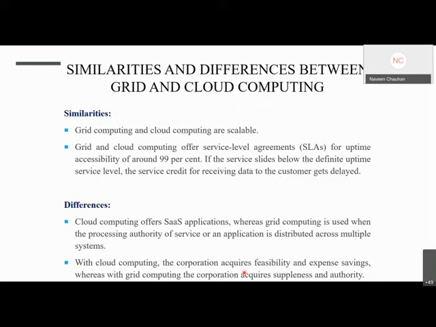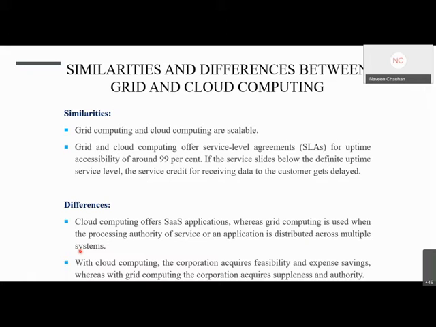Definitely there are some similarities and some differences between grid and cloud computing. As far as similarities are concerned, we are not very much concerned about the similarities of grid computing with cloud computing, but we'll be stressing the differences. What are the differences that cloud computing offers? Software as a service application, whereas grid computing is used when the processing of a service or an application is distributed across multiple systems.